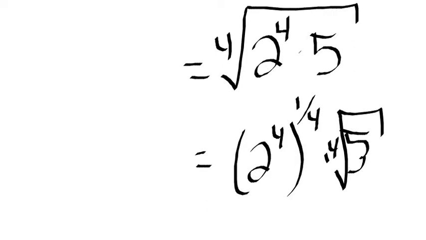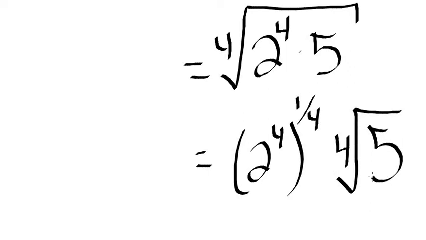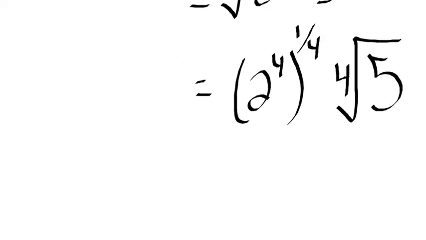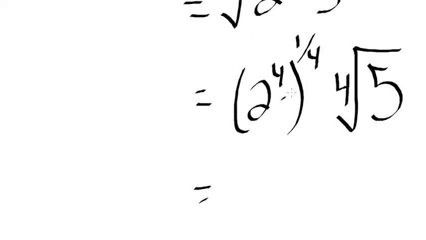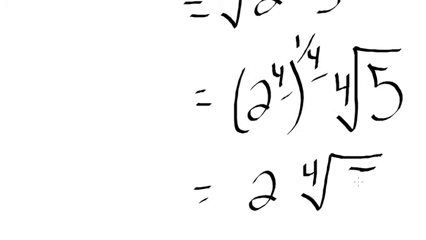That's pretty sloppy there, isn't it? Pretty darn sloppy. Let's do something here. Let's rewrite that. Okay, let's rewrite this. This is the 4th root of 5. What do we do? We multiply, so this becomes 2 times the 4th root of 5. Leaving it in radical form.